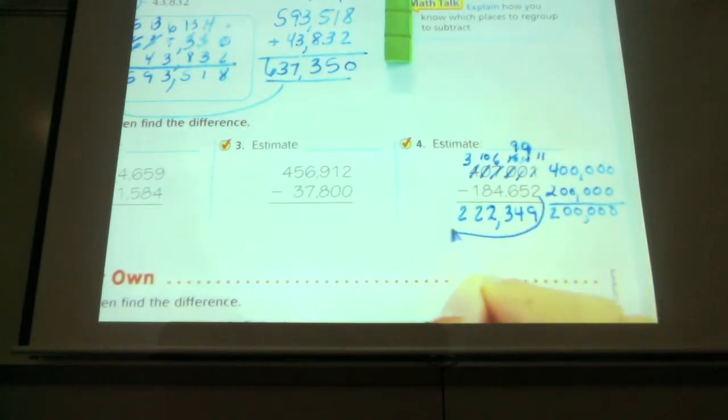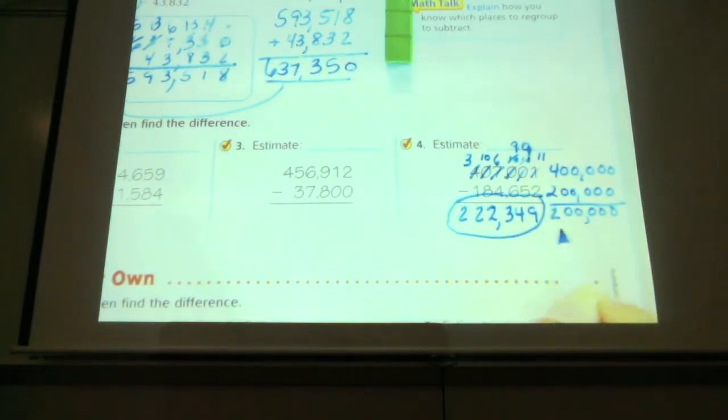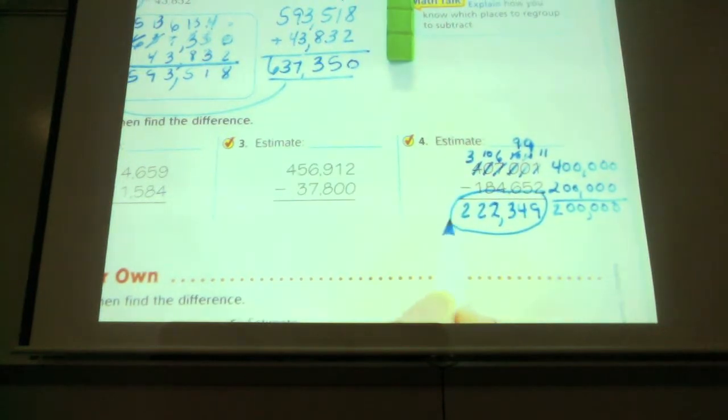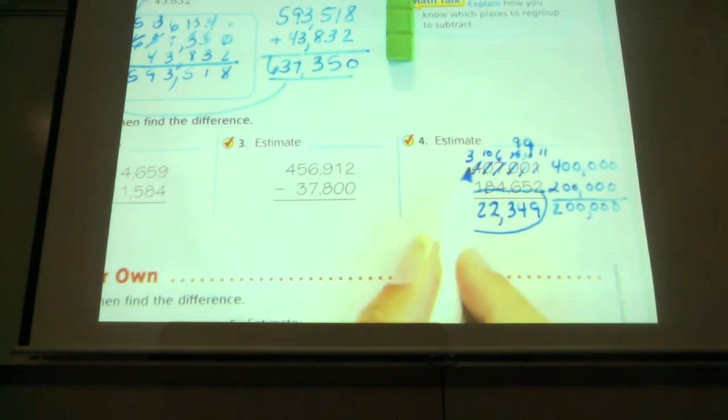Is 222,349 near our estimate of 200,000? It's pretty close. So it's reasonable. What if I really wanted to double check? I was thinking, oh gosh, zeros are super hard. I want to make sure that I did them right because it's my test and I want to make sure I get a good math grade. How can I double check to make sure I got the right answer, Marley? You can add. We can add. So I would add this number to this number to see if I got this number.